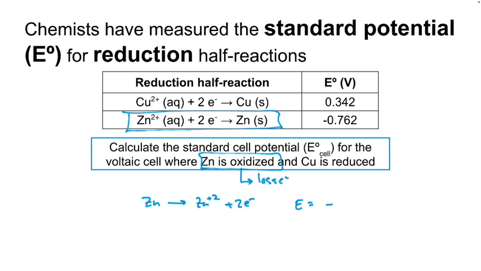Well, the cell potential we've got is negative 0.762 when what? When it's reduced. Is it being reduced? No, so what do you have to do? You have to flip the sign. You're going to have to make it positive.